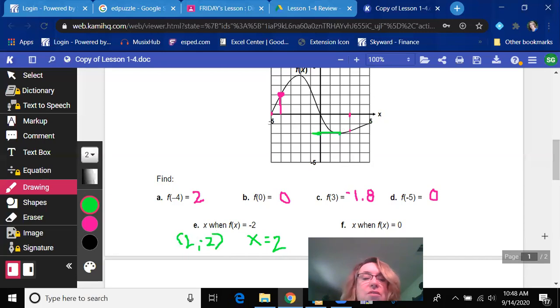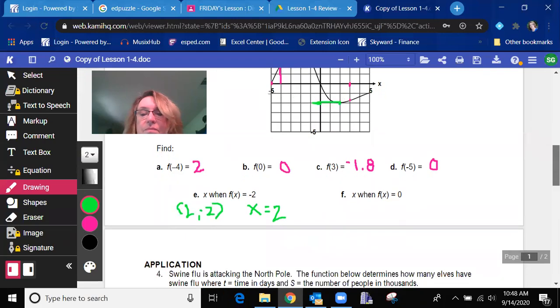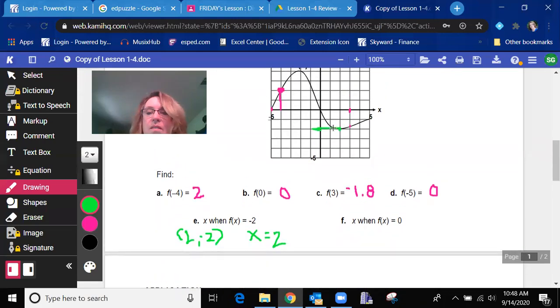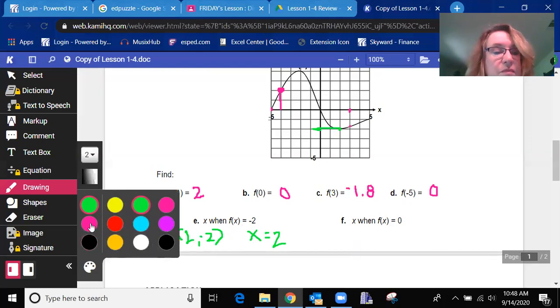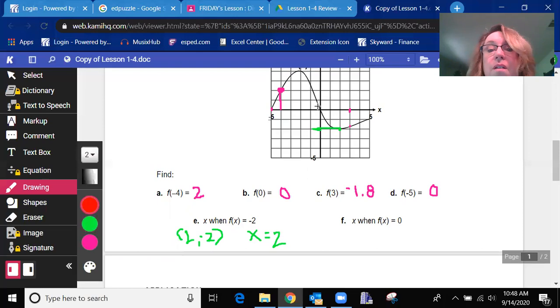Now, this one's a little different. So find X when f of X is equal to 0. So what's this 0? Is it the X or the Y? The Y. Okay. So I'm going to try to find where Y is 0 and then figure out where the line crosses. Zero. Yes. Right there. Is there another place though?